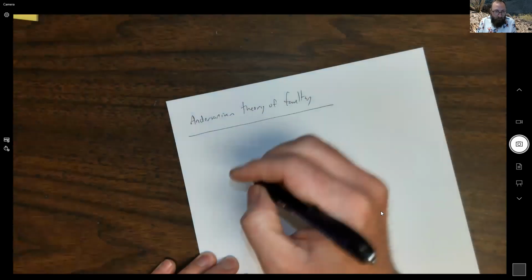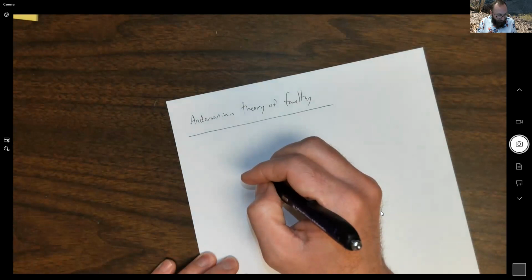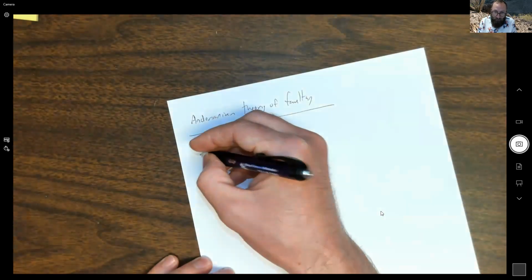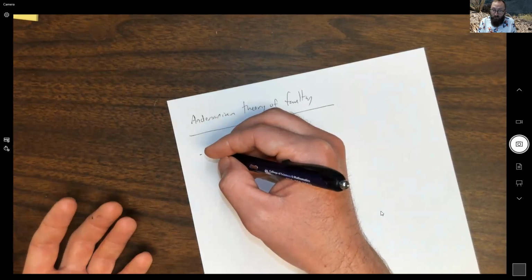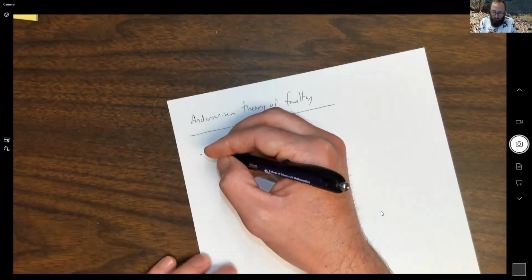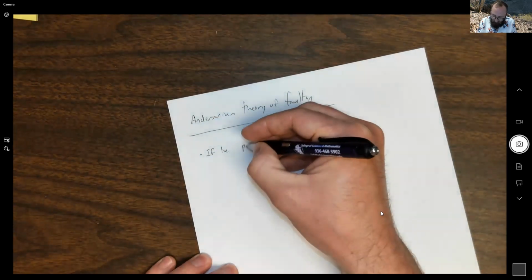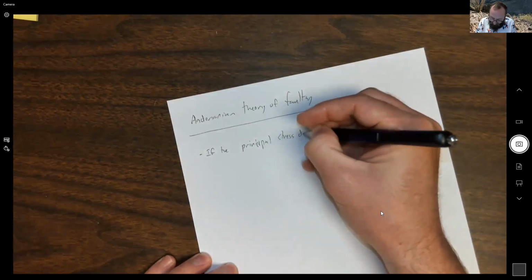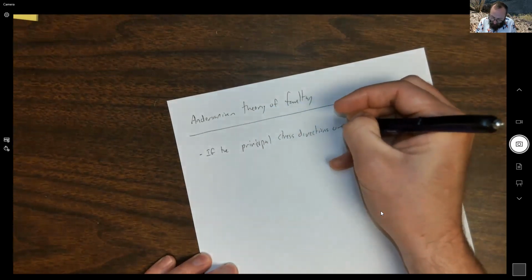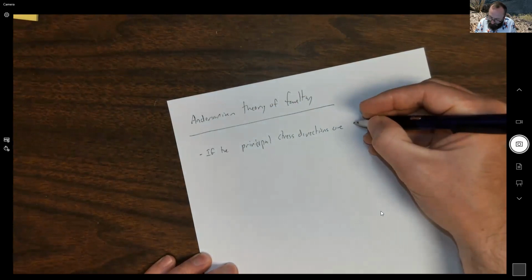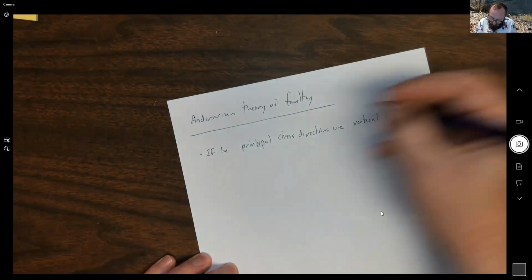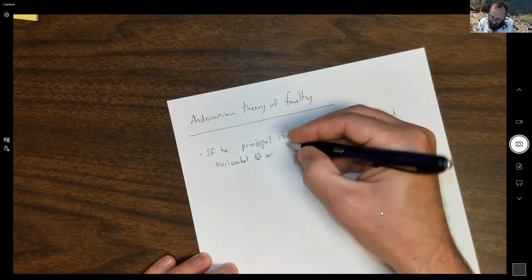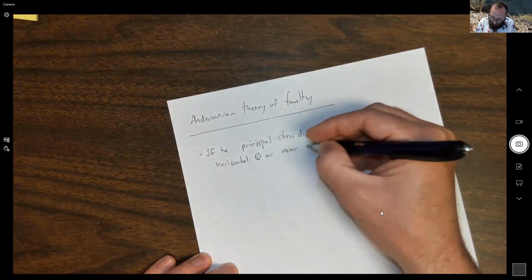Okay, and in that theory, Anderson's rule of thumb was basically that the principal stress directions are vertical and horizontal at or near Earth's surface.